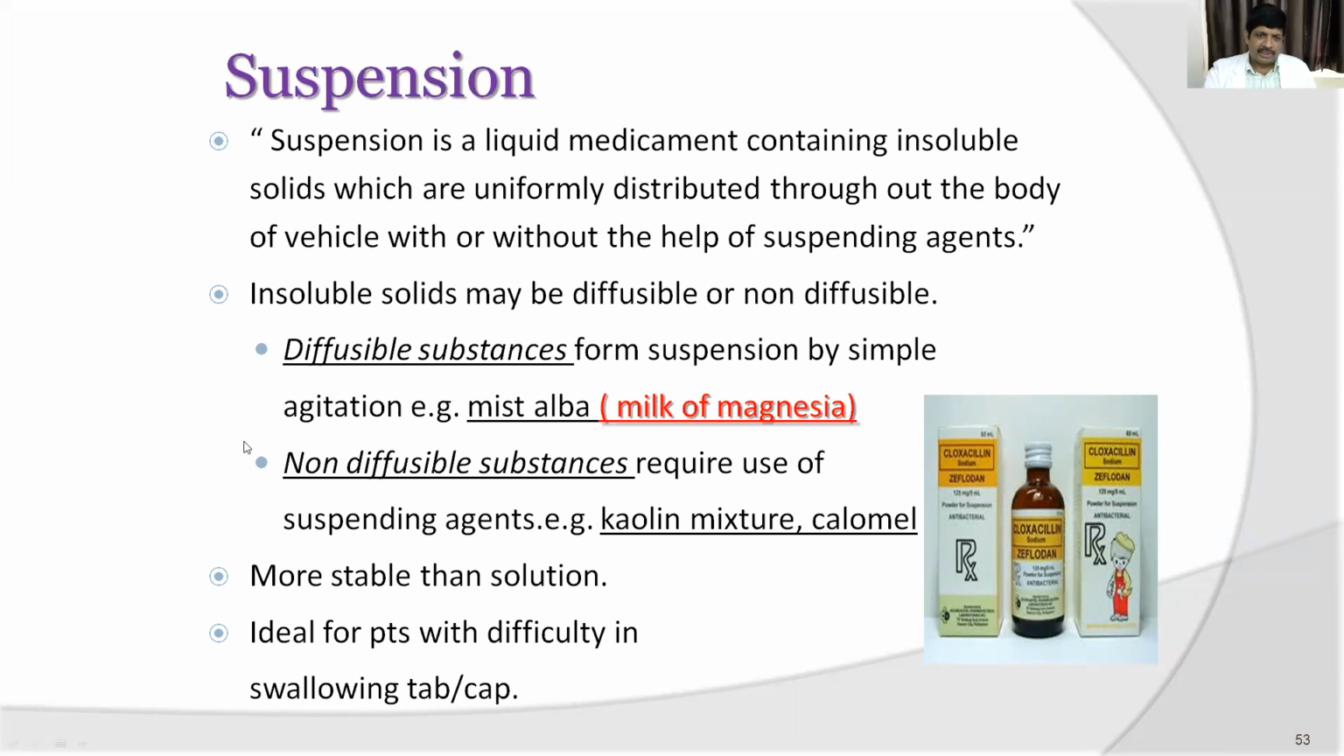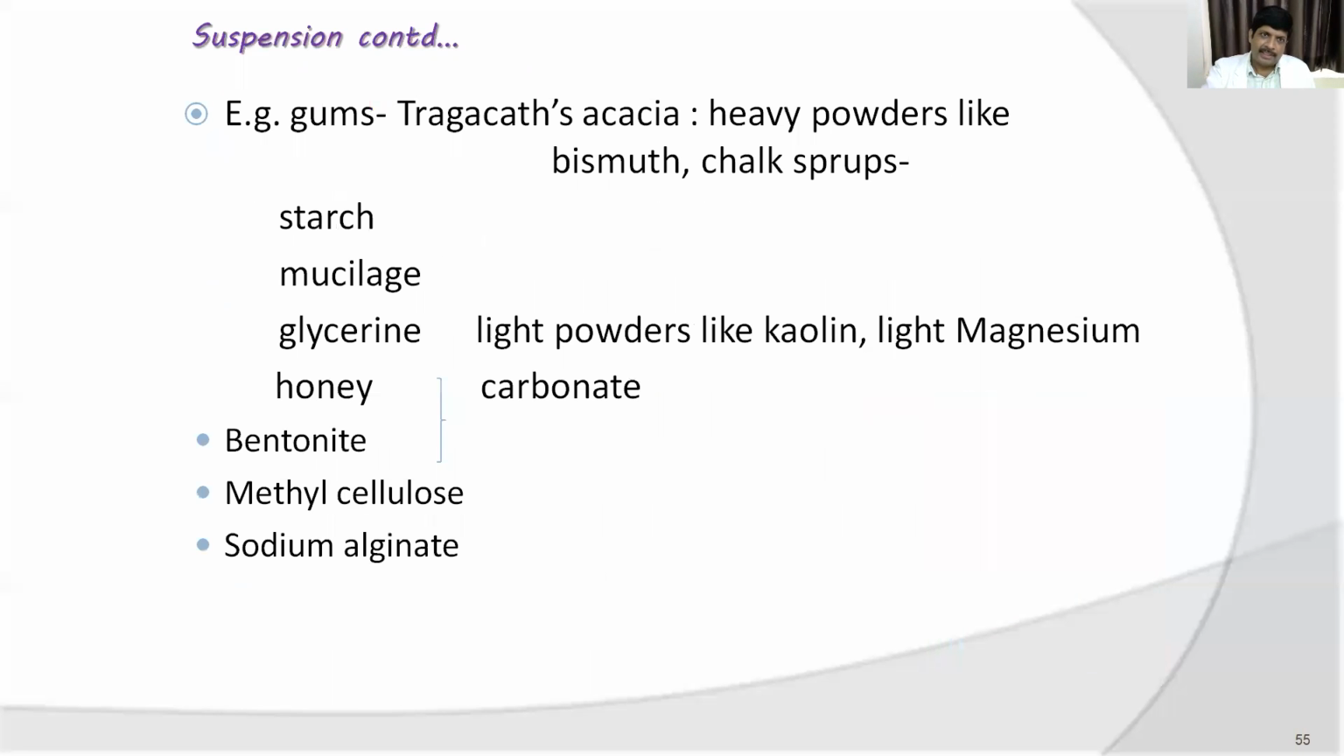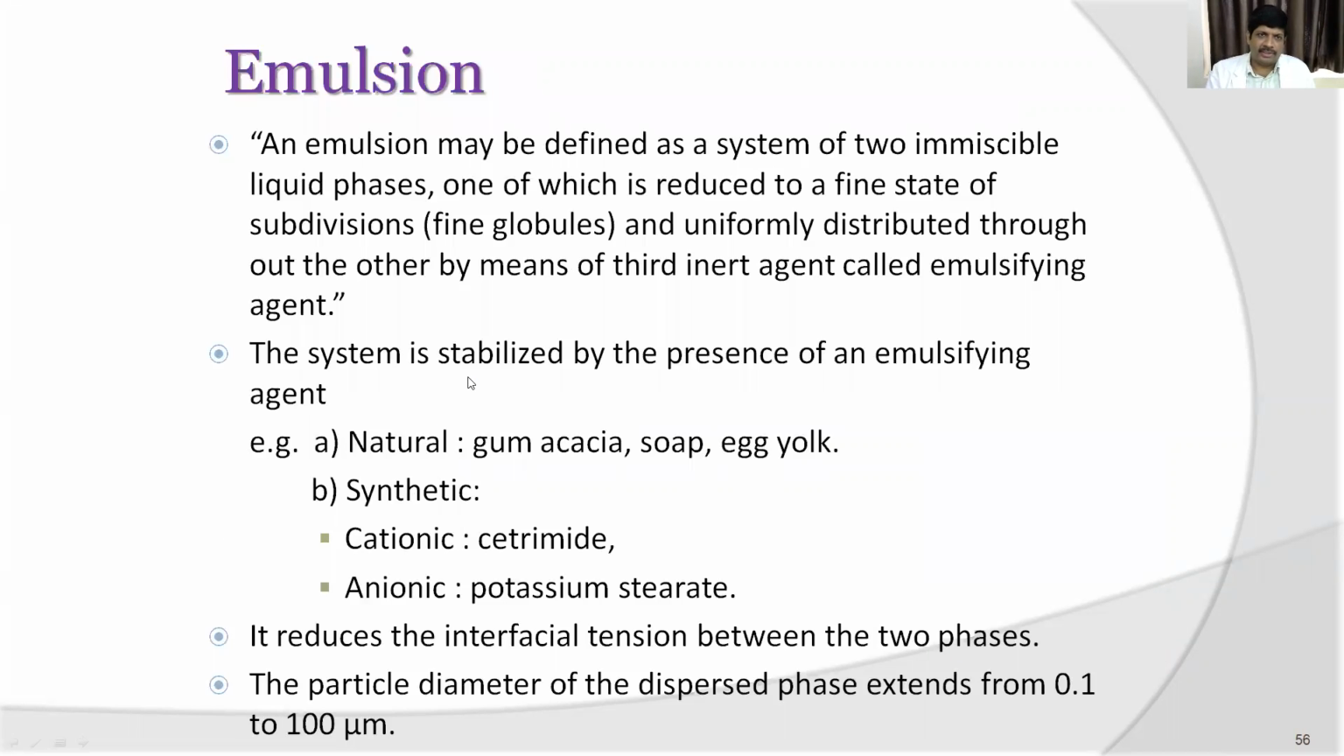Example is milk of magnesia, and so here we have the first phase which is solid, the second phase which is liquid, and the third phase which is suspending agent. So it has dispersed phase, dispersion medium which is water, and then suspending agent. Similarly, suspending agent can be gum tragacanth, acacia, starch, mucilage, glycerin, or another substance.